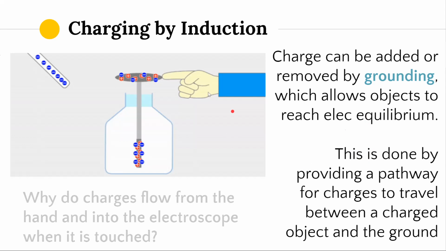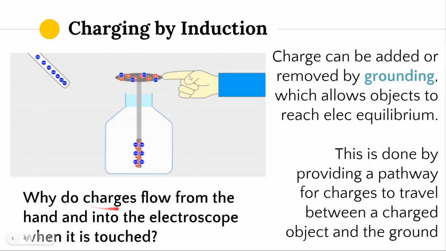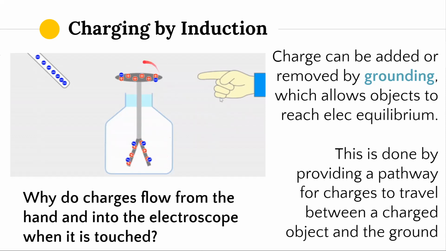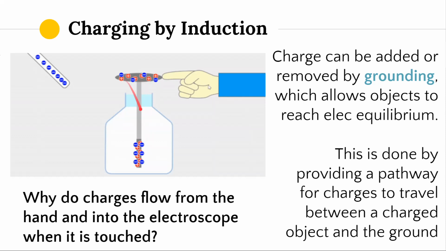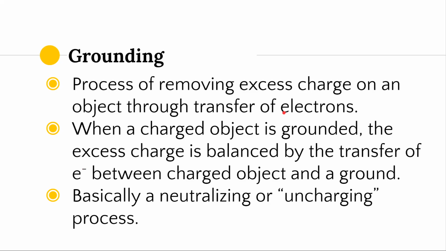Okay, so why do the charges flow from the hand into the electroscope? Well, because the electroscope, when it resets, had a positive charge. It was missing electrons, so as soon as you touch it, it steals some of yours, and now you have this equilibrium again. So grounding is the process of removing excess charge on an object through transfer of electrons.